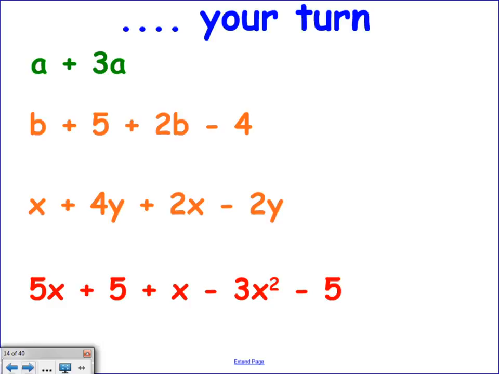Let's have a look then. First one. A plus 3a. 4a. Good.